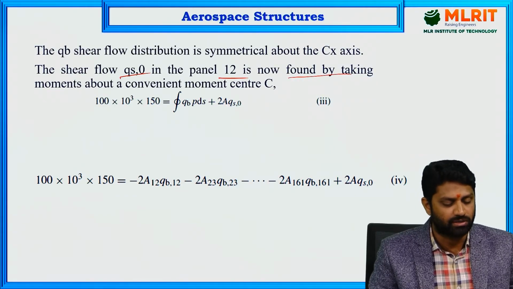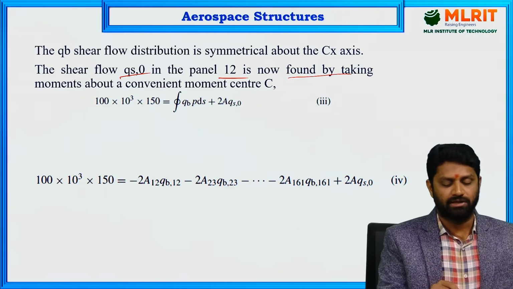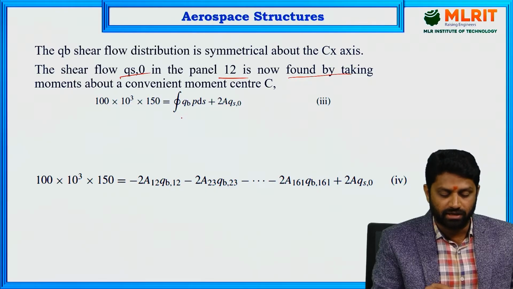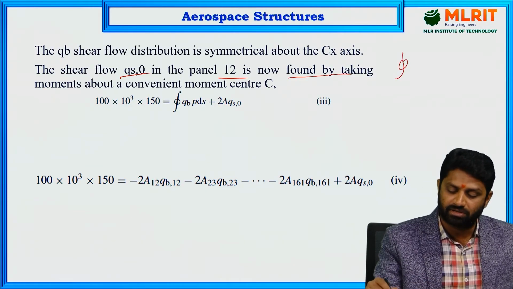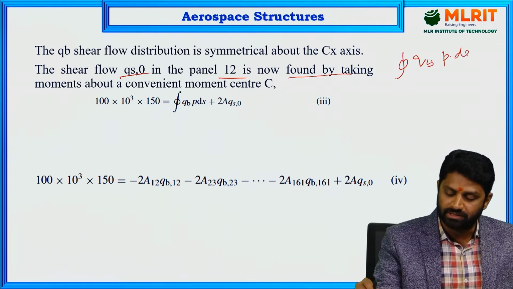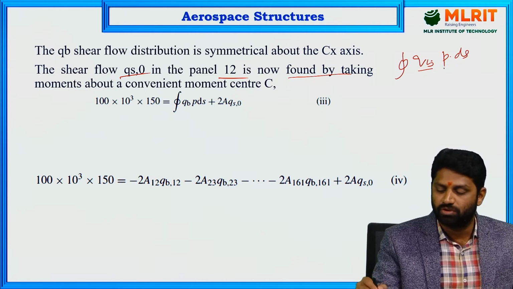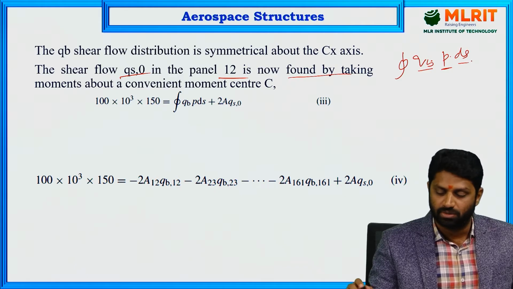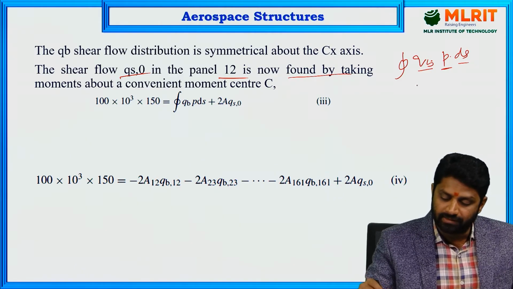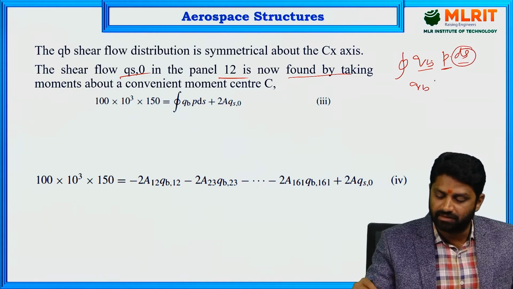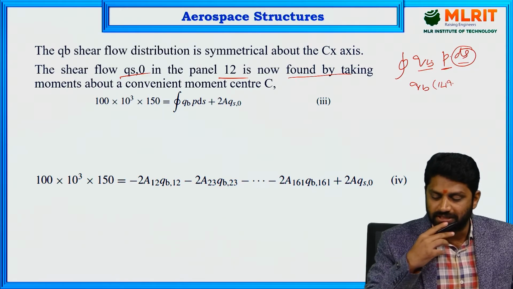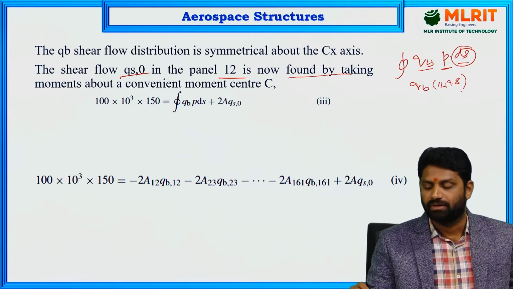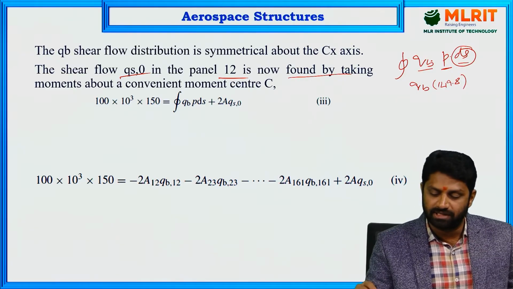So 100 into 10 to the power of 3 into 150, and then to write the moment for the open section shear flows in the fuselage cross section, we follow the cyclic integral of QB into P into ds, where QB is the open section shear flow, P is the perpendicular distance, and ds is the length that we consider. That common length we got is 149.8, the circumference 16 divided by pi d.